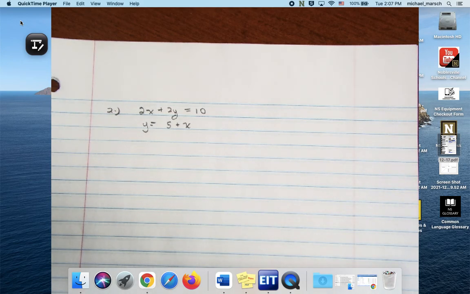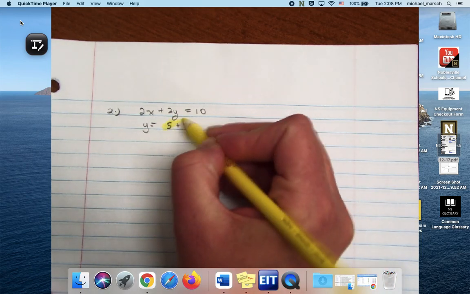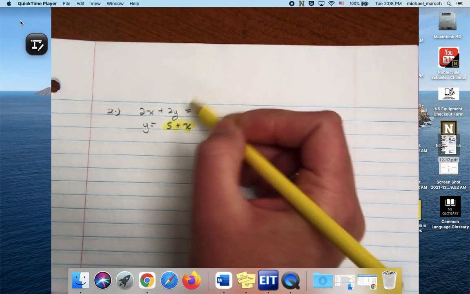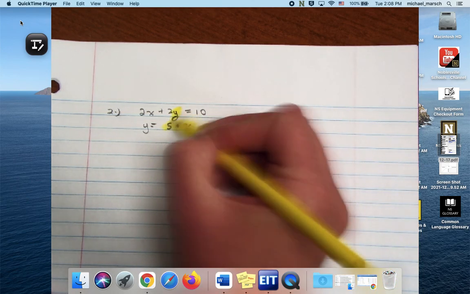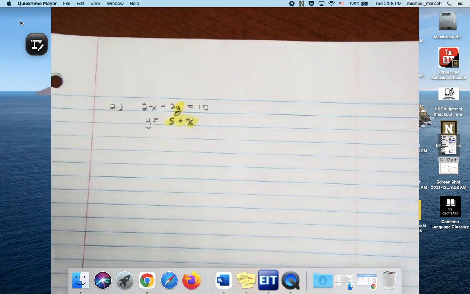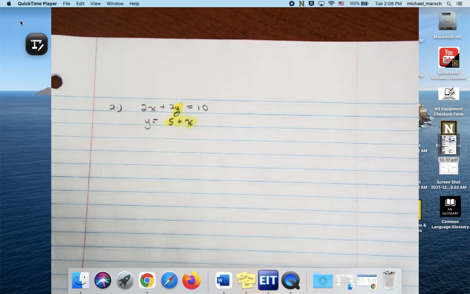All right, what's my first step? What is it, Jackson? Isolate the variable. Do I have a variable already isolated? Sure do. What is it? Y. So I'm going to highlight this 5 plus x. And I'm going to highlight this y up here because that's where that's going to go. It's going to substitute, replacing one thing for another, which we established.